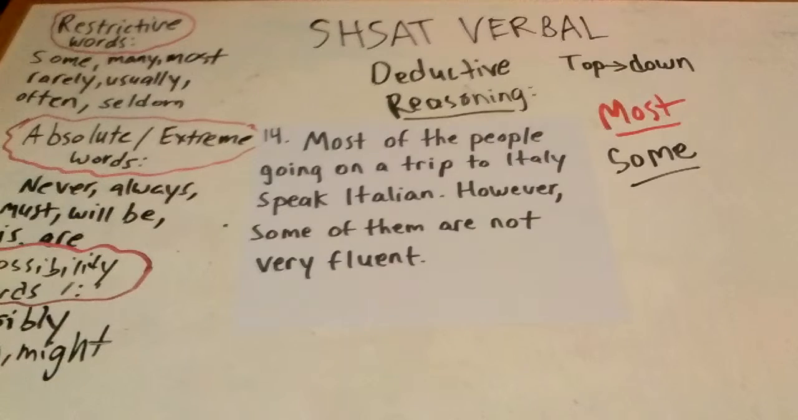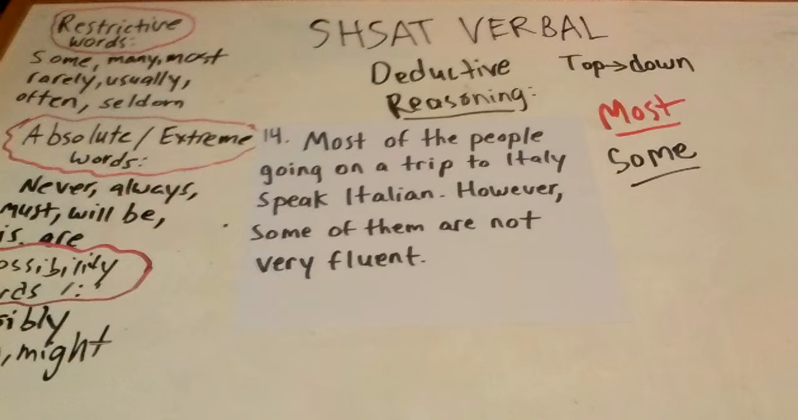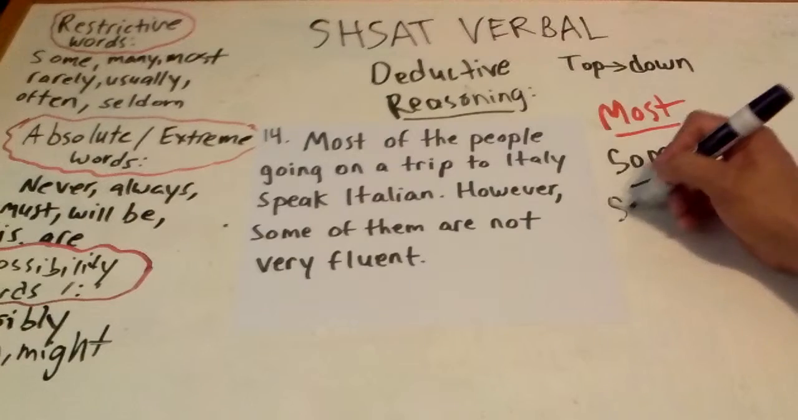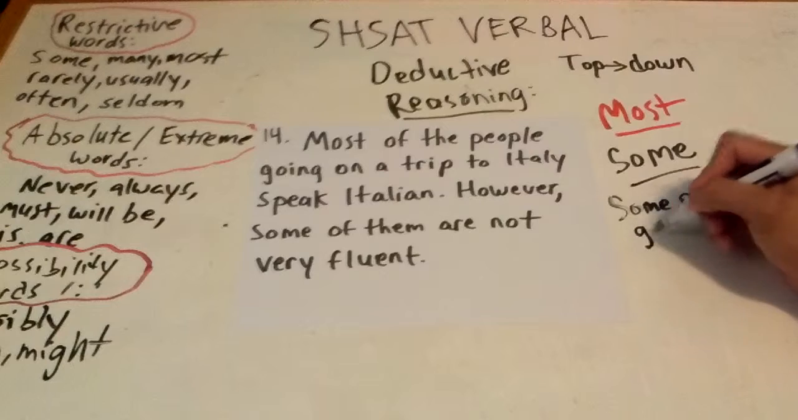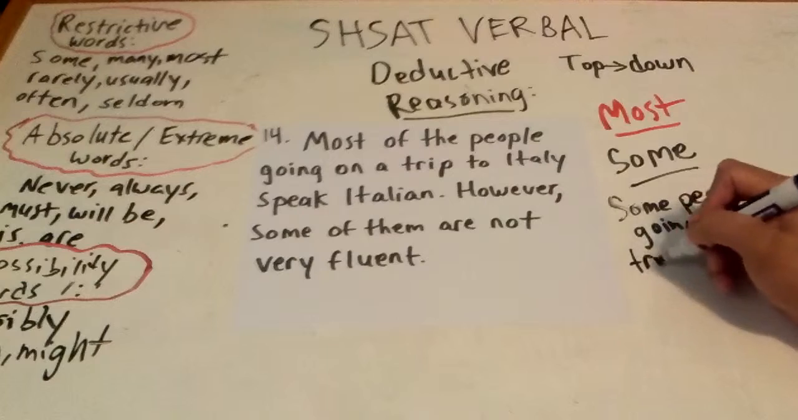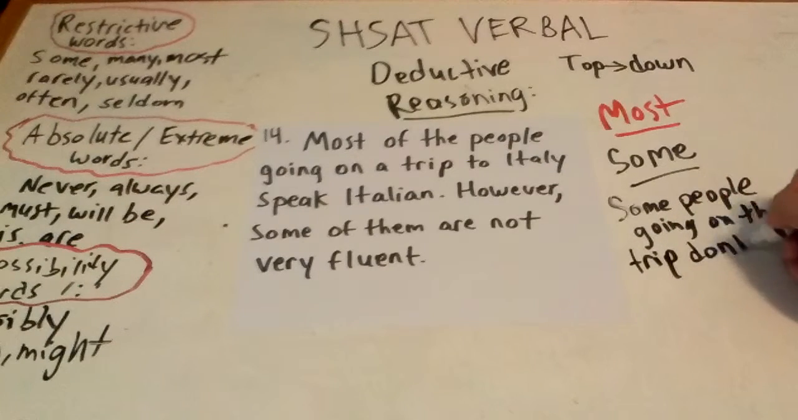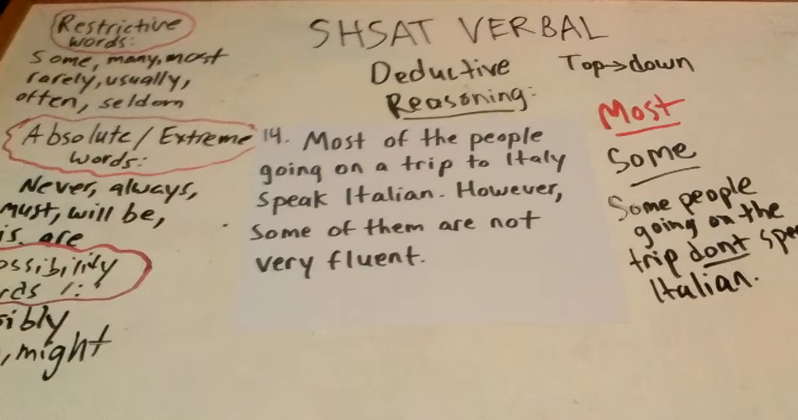What I would advise you to do is to write these things other ways. So if, for example, that first sentence, most of the people going on a trip to Italy speak Italian. What would be like the opposite of that? The opposite of that would be some people going on the trip don't speak Italian. You see that?